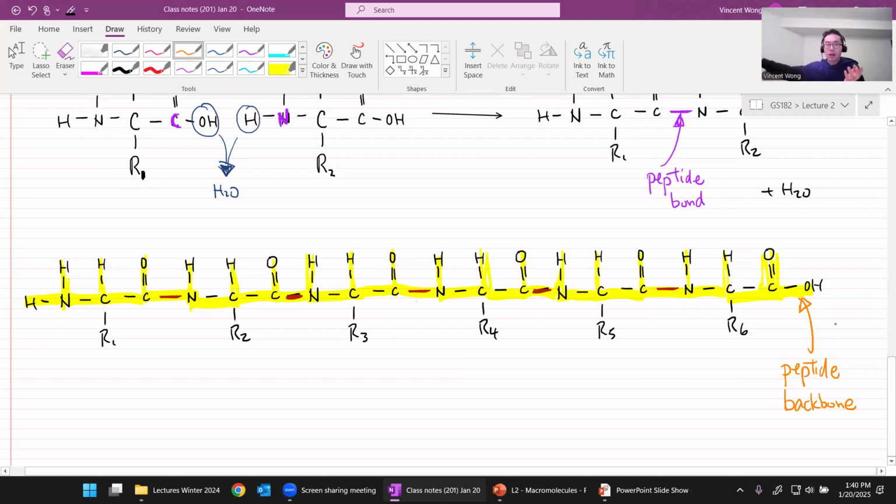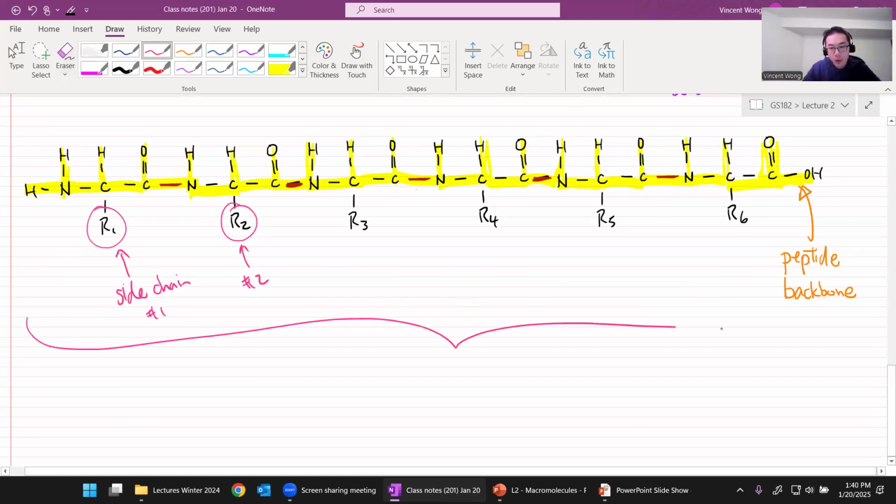It's the same thing being repeated. Doesn't matter how long your amino acid chain is, if it's 6 amino acids or 100 amino acids, the peptide backbone will be the same over and over again. What makes it different is the side chain. So here you have side chain number 1, side chain number 2, side chain number 1, number 2, and so on and so forth. And that forms the whole thing here. This whole thing is called a polypeptide.